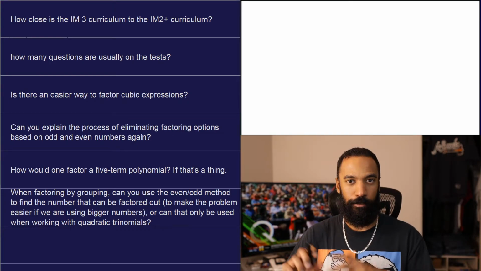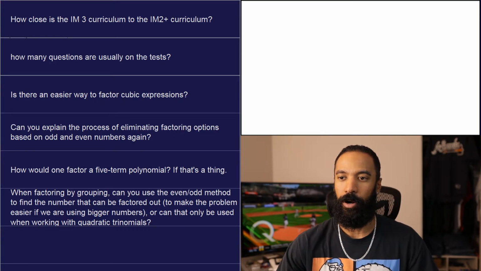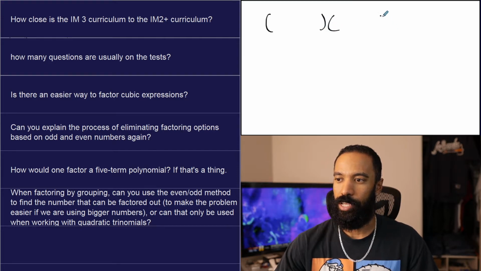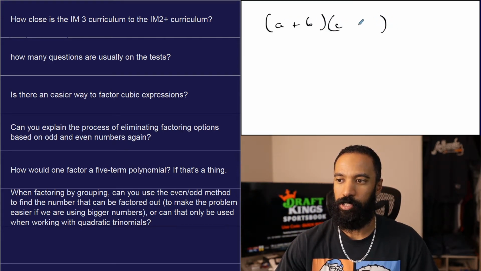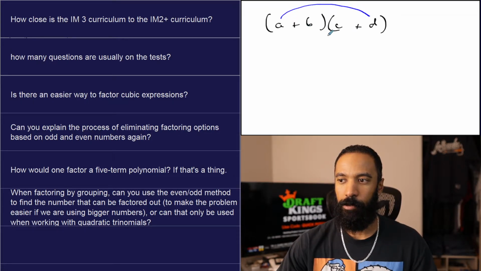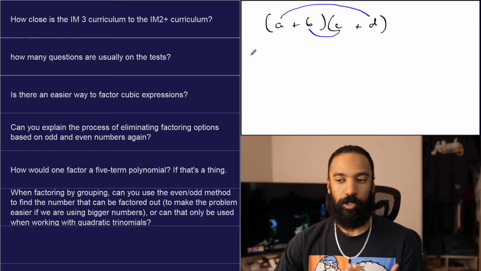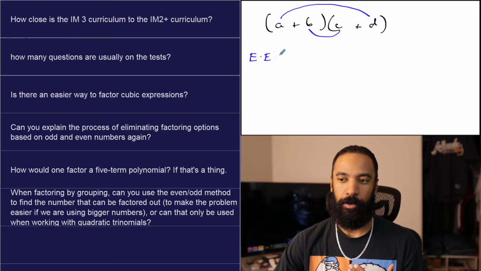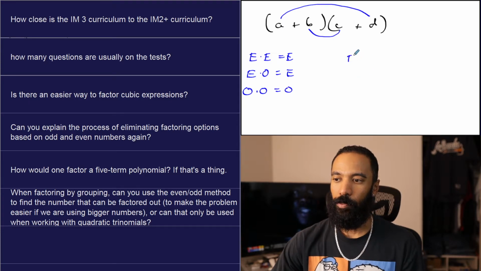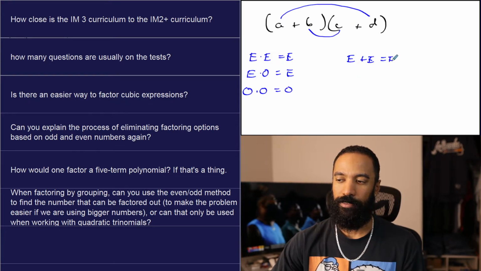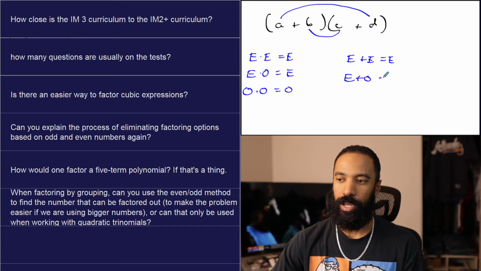It is based, in FOIL, on the outside and inside part, right? So it's based on when you have your sets of factors. Let's say it was just a plus b and c plus d. It's based on the linear term being the outside multiplied plus the inside multiplied. When you multiply an even number with an even number, you get an even number out. An even number with an odd number, you get an even number out. And an odd with an odd, you get an odd number out. Then when you add evens, you get even numbers out. When you add an even with an odd, you get an odd number out. And when you add an odd with an odd, you get an even number out.